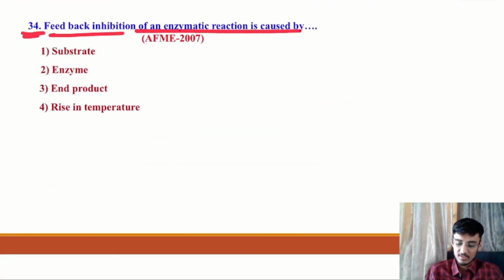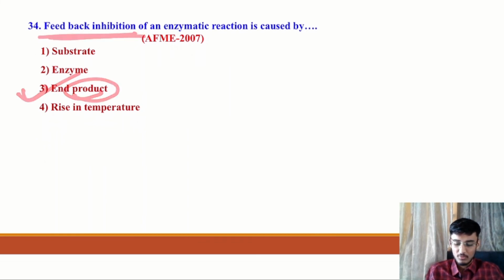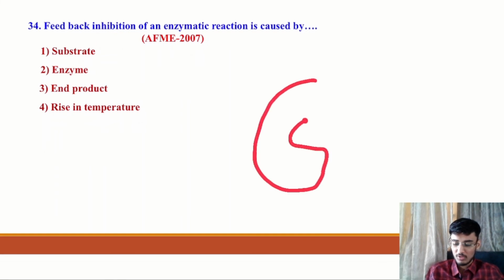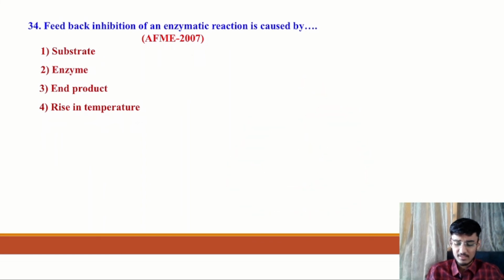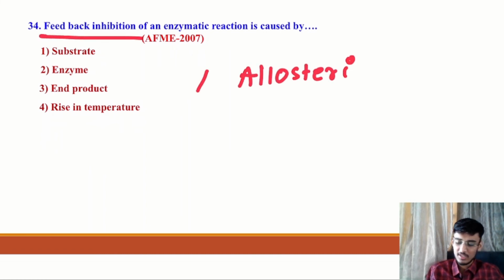34. Feedback inhibition is called. What is feedback inhibition? The product inhibition. When a high amount of product is released, it binds to the backside of the site and inhibits the enzymatic reaction. This is called, when an excessive amount of production occurs in our body, then this type of inhibition is called feedback inhibition, or allosteric inhibition.